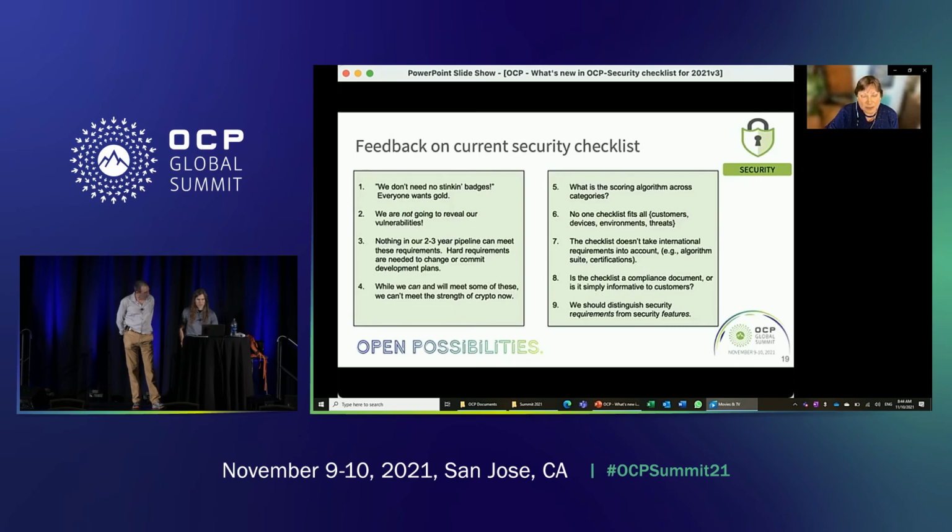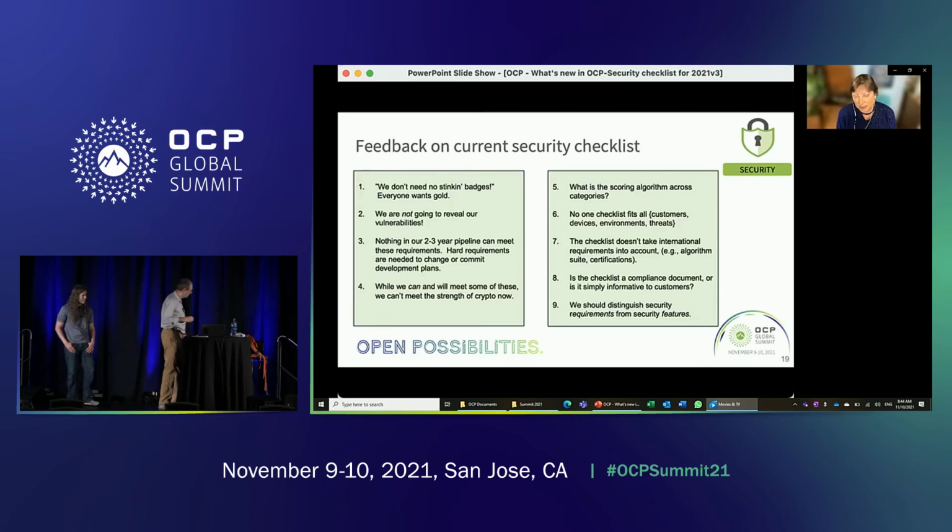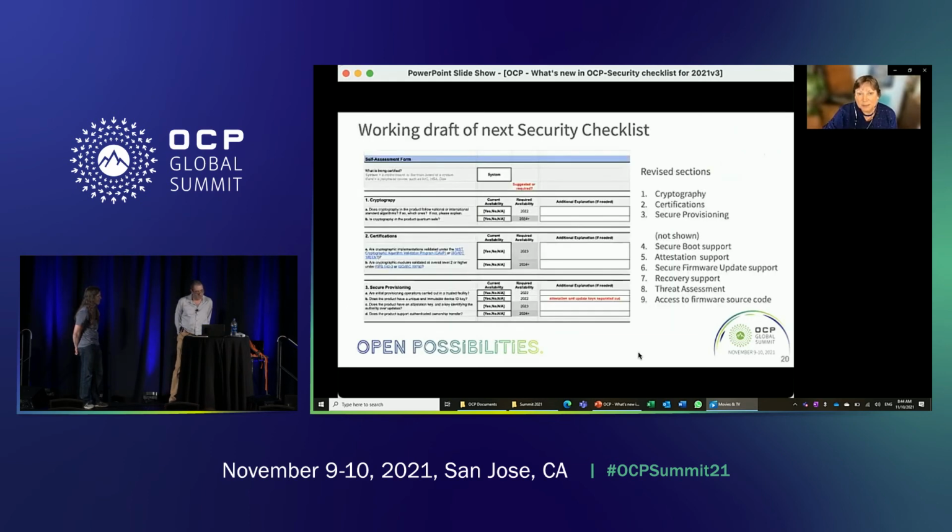One of the questions, looking at number 8, was, should this checklist be required? Should it be informational? Should it be something that customers can take to their vendors and say, hey, I want 5.2c? How should it work? So it's still a work in progress. This is a working draft of the next checklist. It will most definitely change.